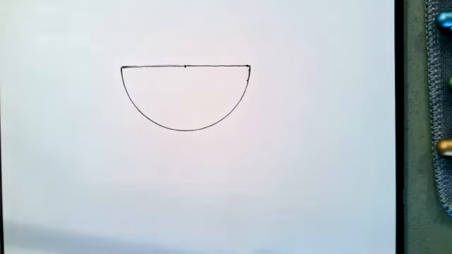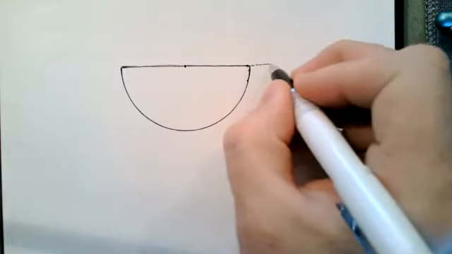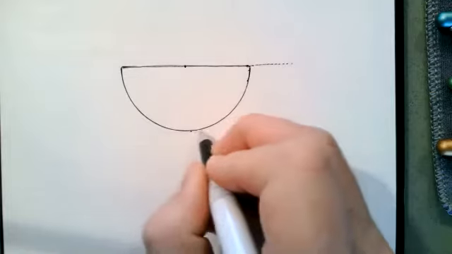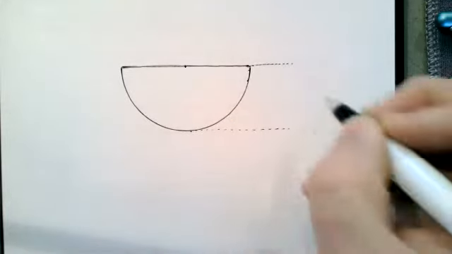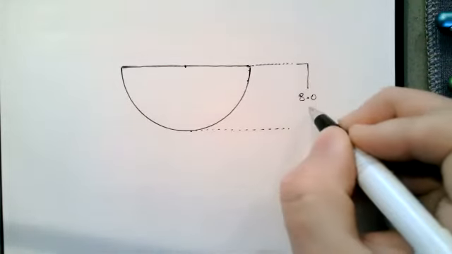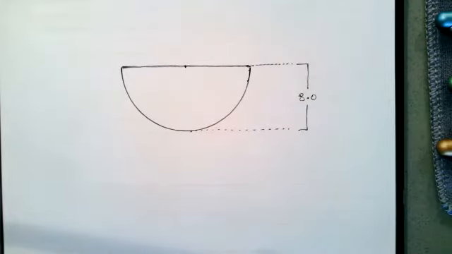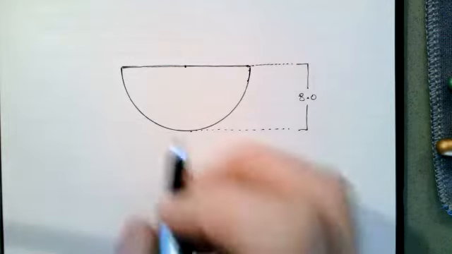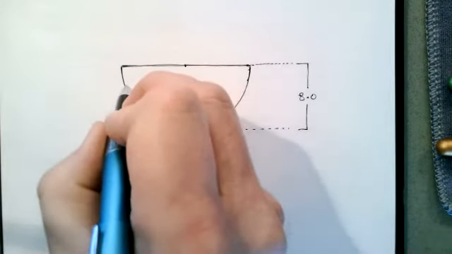So, same hemispherical bowl. If I look at this from the top, it'd be a circle. And we still have the same 8 centimeters radius. And we still have the same 5 centimeters depth.